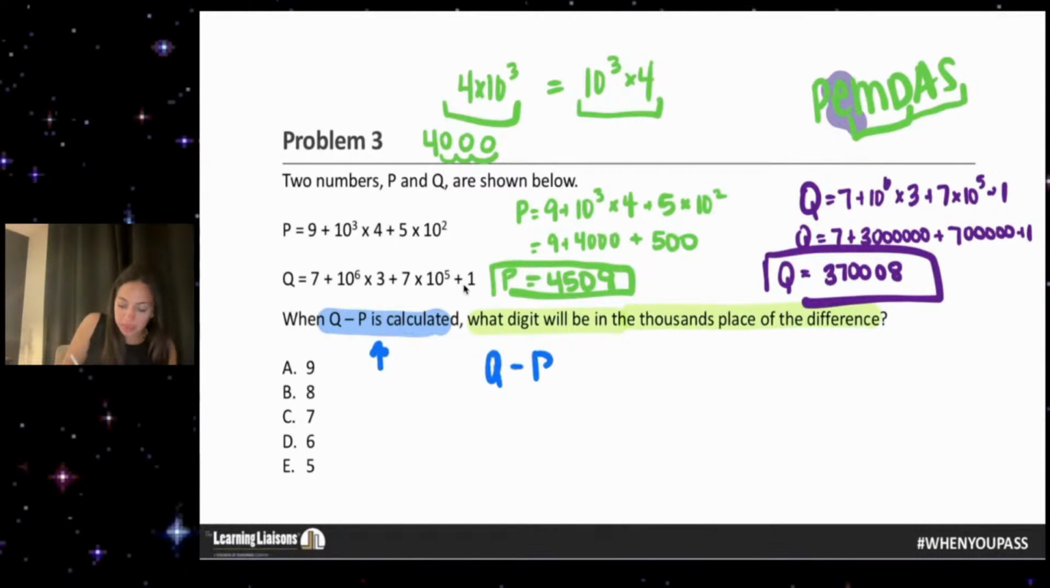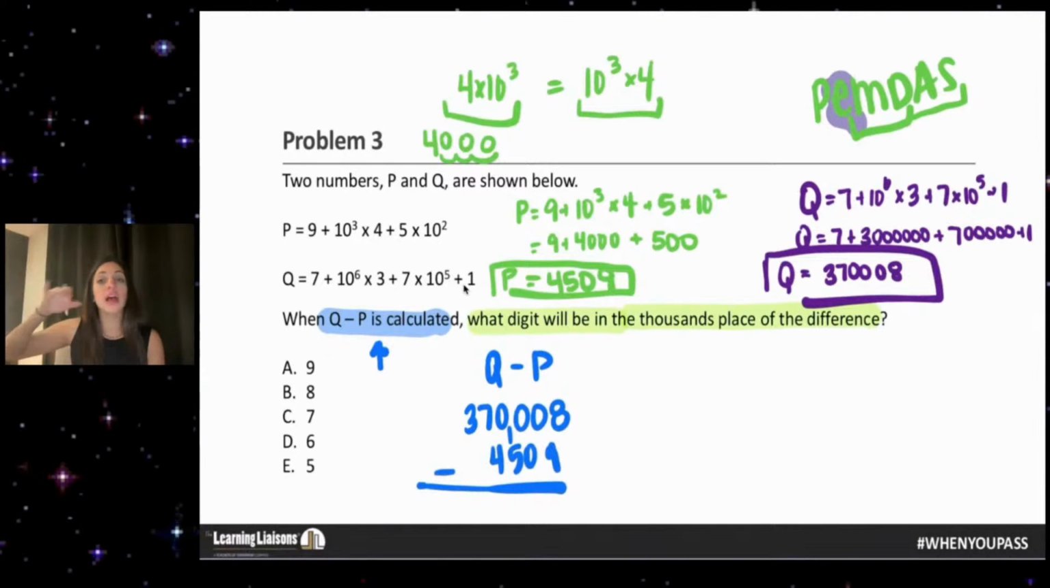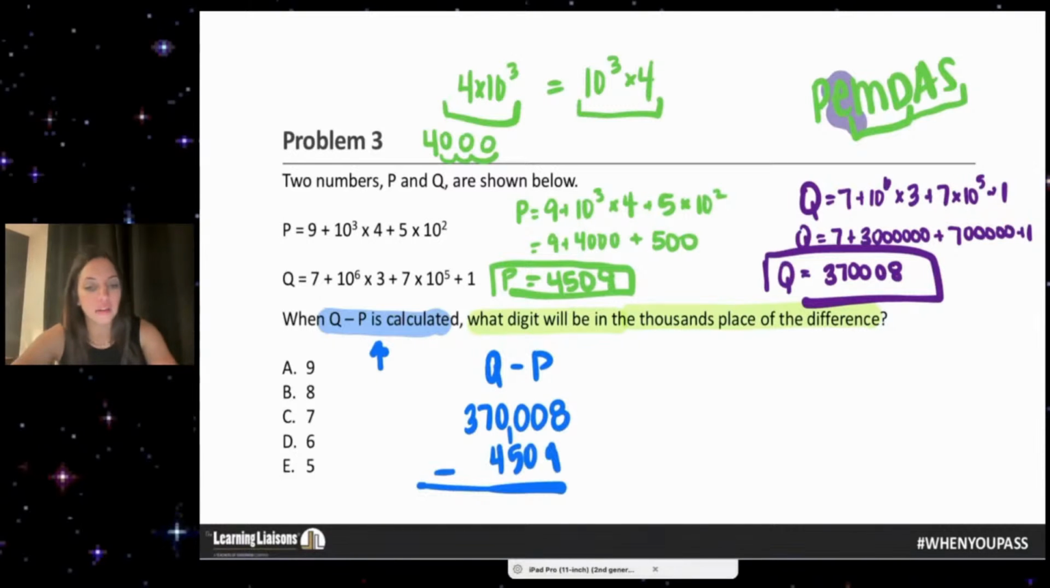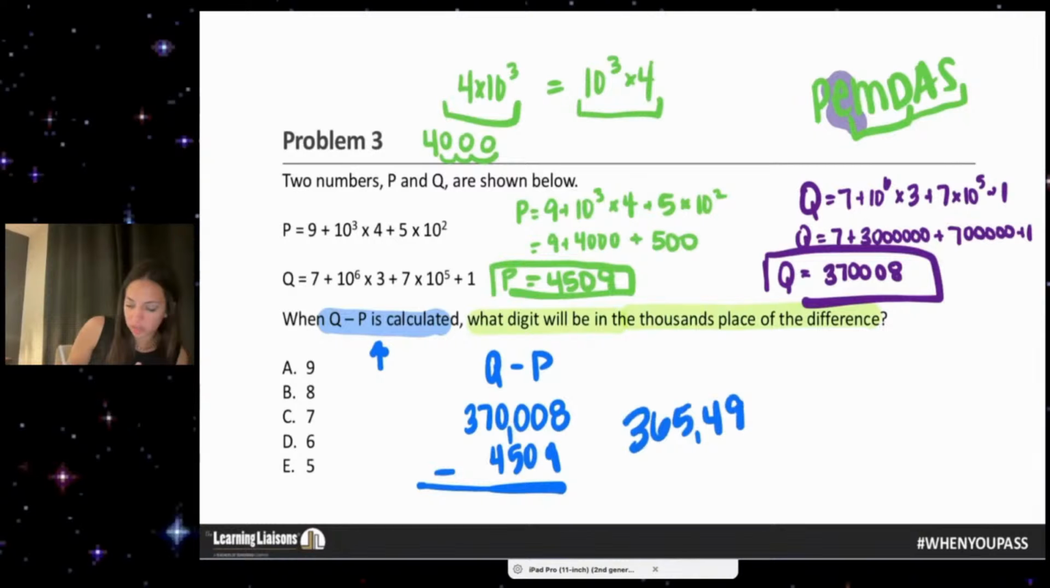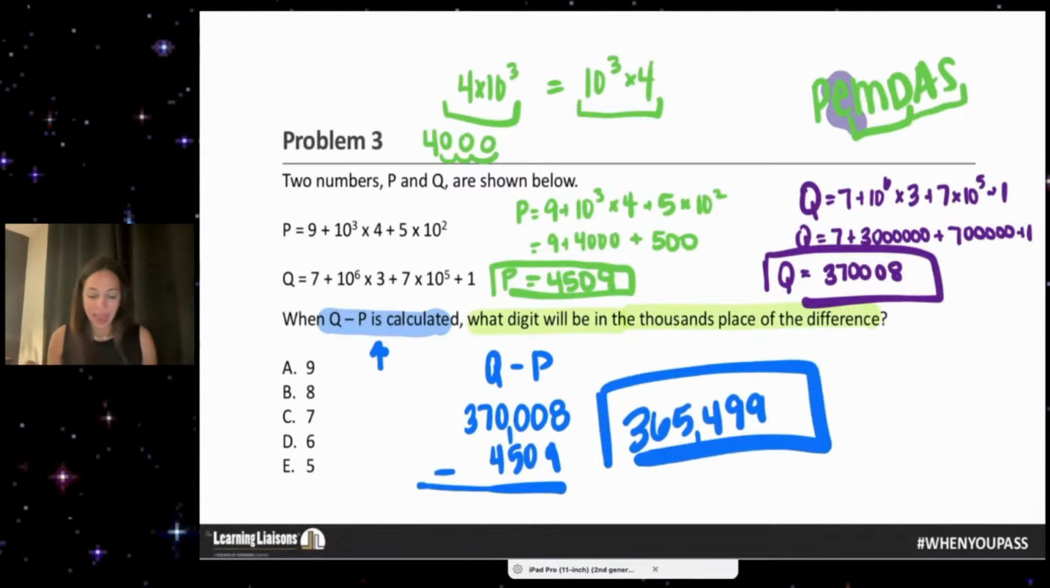So Q minus P is 370,008 minus 4,509. Now, if you have a calculator, beautiful. That makes your life that much easier because you can just plug this into the calculator and you can get 370,008 minus 4,509, and that equals 365,499. And it asks us what digit is in the thousands place.